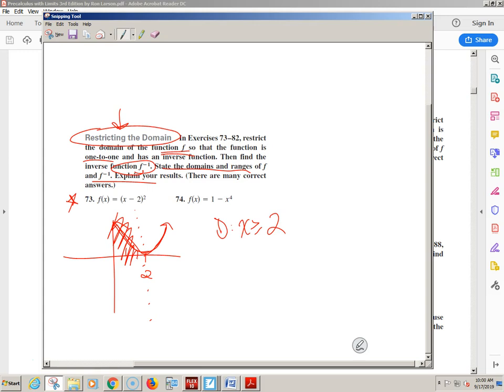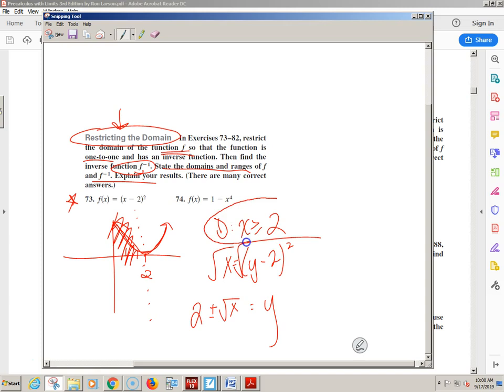Oh, find the inverse. Got him. Switch x with y. But here's the dealio. If you start finding the inverse, aren't you going to have a plus or minus root x plus 2 equaling your y? That's technically wrong if we're only looking here. Do you guys know whether we would choose the plus or choose the minus to be this part?